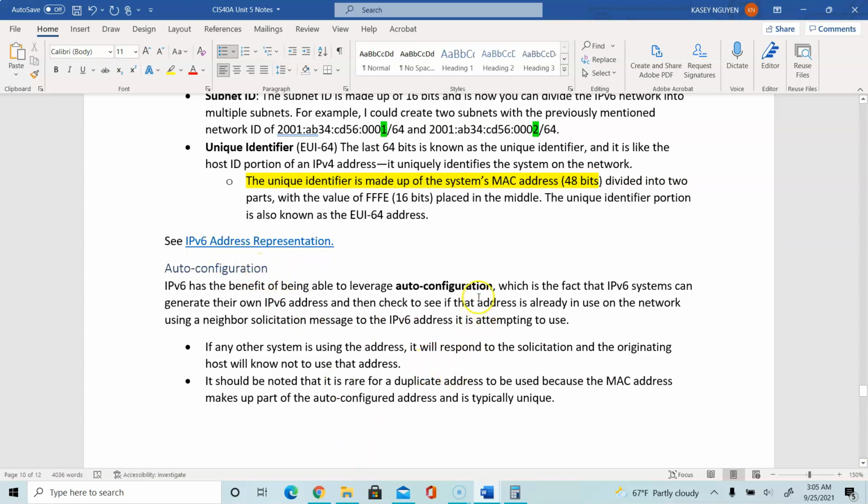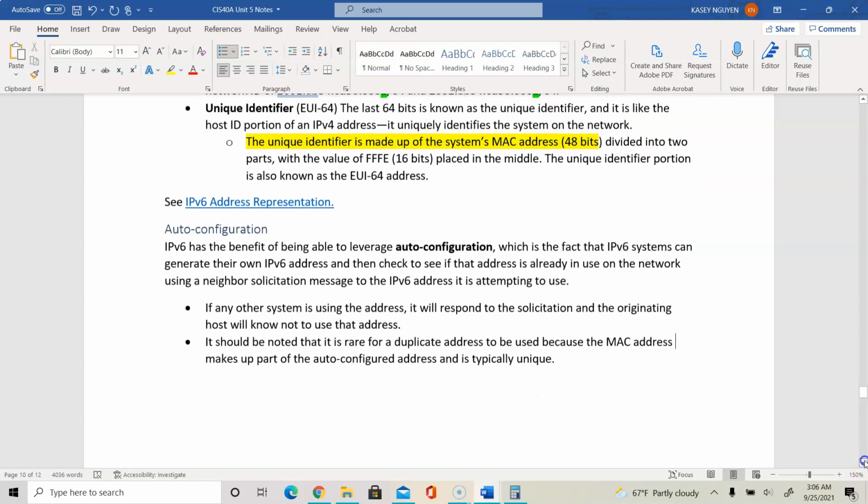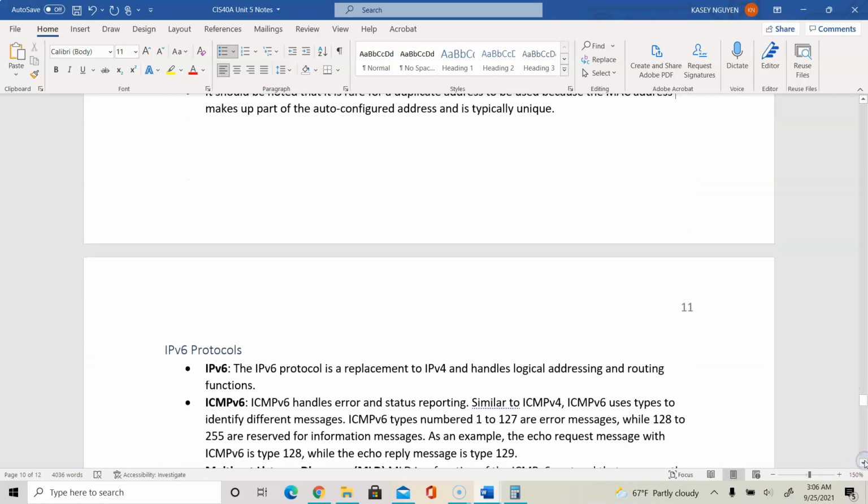Now in auto configuration, IPv6 is generated using its own address to then allow you to have a unique address in the network. In the case where a neighbor system wants to use that, it should not duplicate the address because the MAC address is different, and it's able to auto configure the addresses.